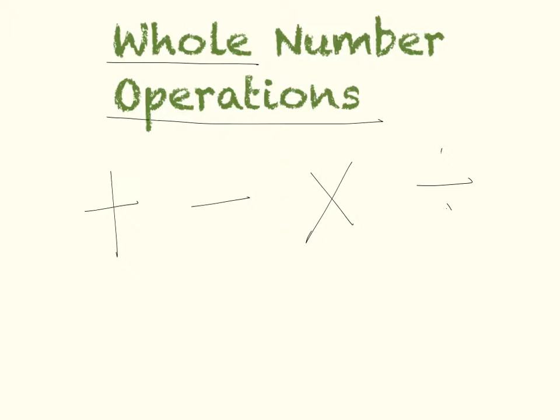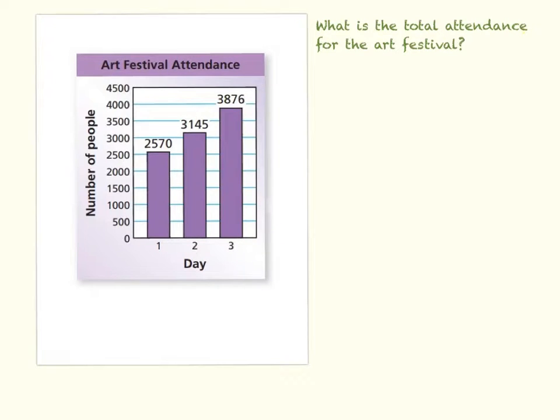So let's go ahead and do problem number 1. Okay, so this problem says that we're going to an art festival, and there are a number of people that attend every day. So it looks like day 1 we have 2,570 people going. Day 2, 3,145, and day 3 we have 3,876. Our question says, what is the total attendance for the art festival?